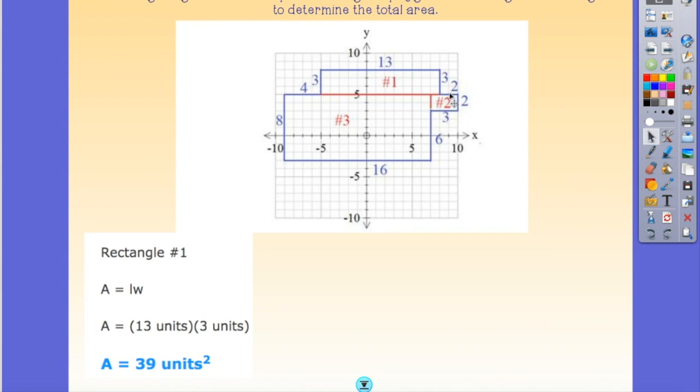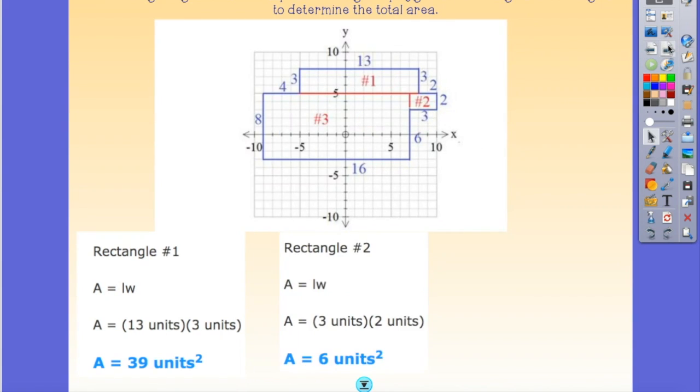For the little rectangle over here, the short side is 2 units, 1, 2, just 2 boxes, and the longer side is 3 boxes, 1, 2, 3. So I'm going to do 2 times 3 for this second rectangle to get 6 units squared.